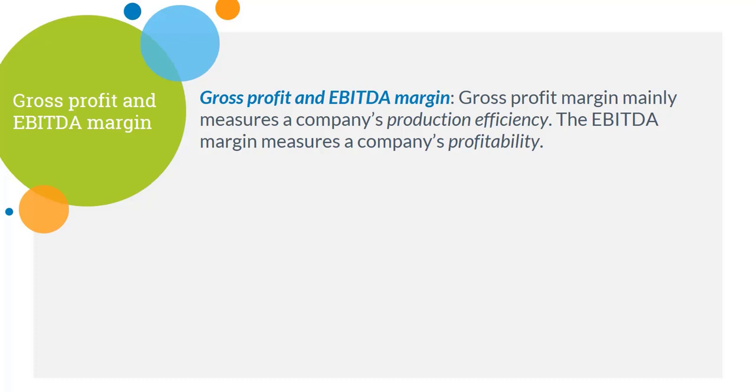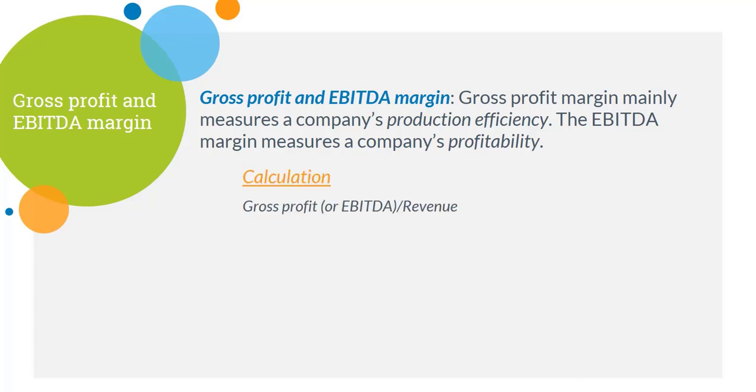So the gross profit margin is mainly measuring a company's production efficiency. So it's measuring how efficient we are using our resources to produce revenue. In other words, how efficient is our production? Whereas the EBITDA margin is measuring the company's profitability. It also measures how well the company is using its resources, but how we think about EBITDA margin is its profitability, and gross profit margin is how efficiently we are using our production resources.